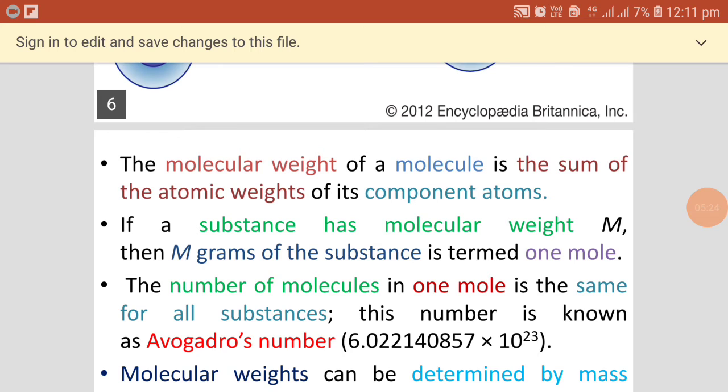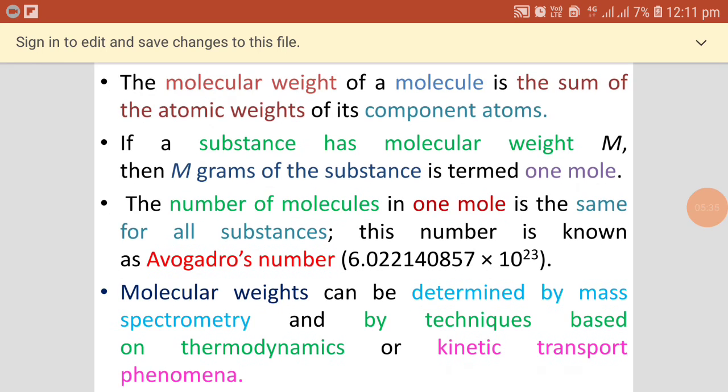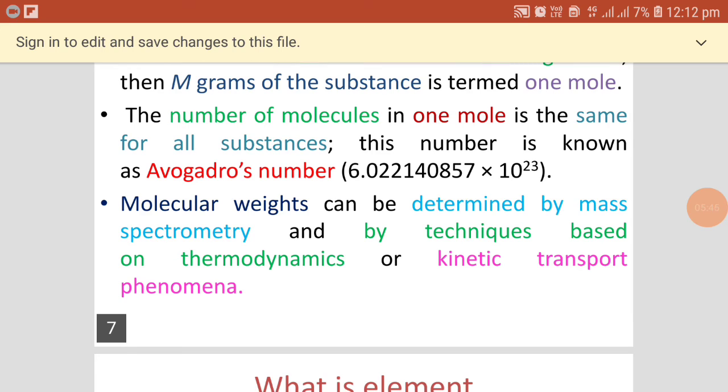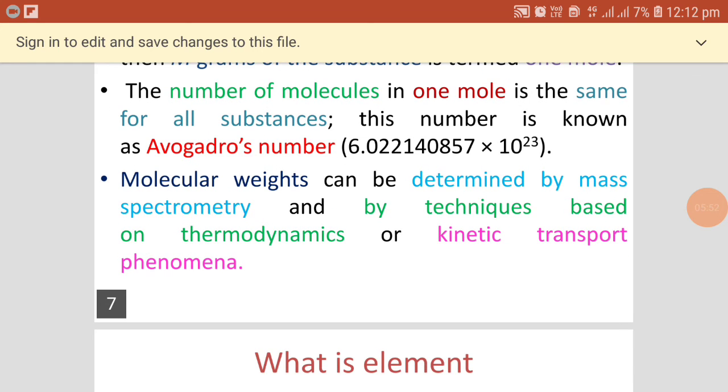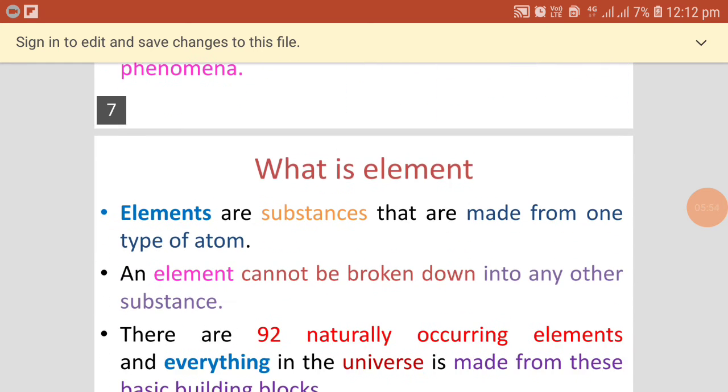The molecular weight of a molecule is the sum of the atomic weights of its component atoms. If a substance has molecular weight m, then m grams of the substance is termed 1 mole. The number of molecules in 1 mole is the same for all substances. This number is known as Avogadro's number. Avogadro's number is 6.02214 times 10 to the power 23. Molecular weights can be determined by mass spectrometry and by techniques based on thermodynamics or kinetic transport phenomena.